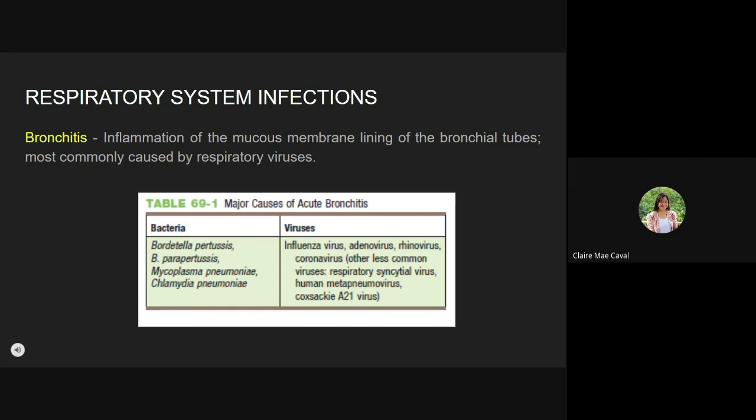Bronchitis is characterized by cough. There is also sputum and a croup. When you say croup, it's a barking cough and hoarseness. So, bronchitis again is an inflammation of the mucous membrane lining of the bronchial tubes.